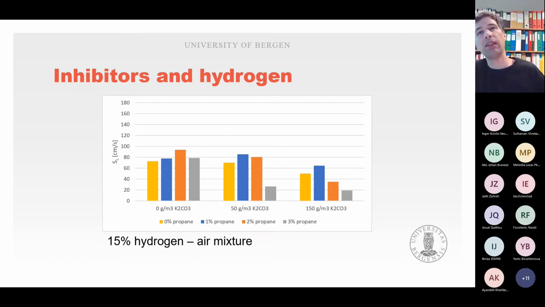And for lean mixtures, you can also reduce the laminar burning velocity by adding potassium carbonate to the mixture. There are still, of course, limitations. You need a lot of propane to get this to work, and there are some areas where you actually increase your laminar burning velocity by adding a mixture still.